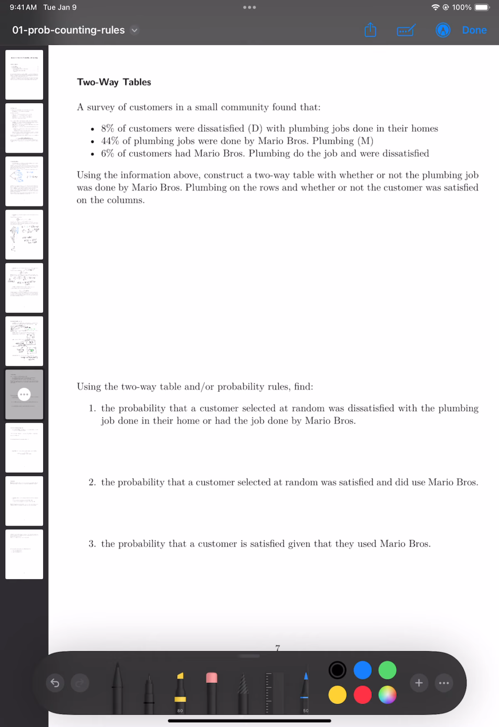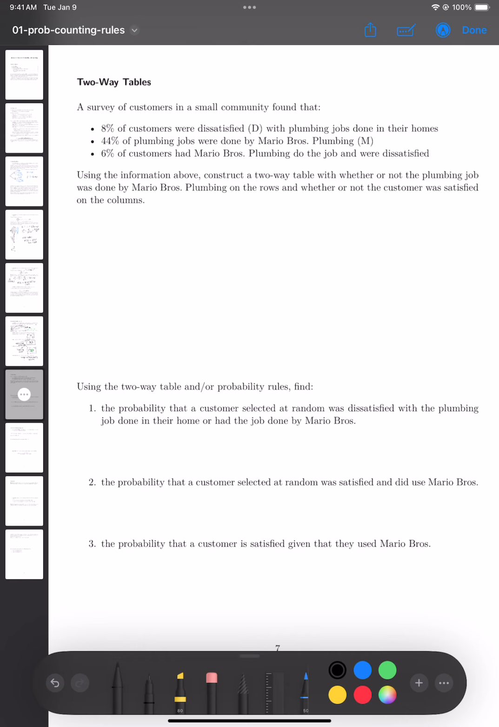So, for an example, we are given this, of course, hypothetical survey of customers where 8% are dissatisfied with plumbing jobs in their home, 44% of the plumbing jobs are done by Mario Bros. Plumbing, and 6% of customers had Mario Bros. Plumbing do the job and were dissatisfied.